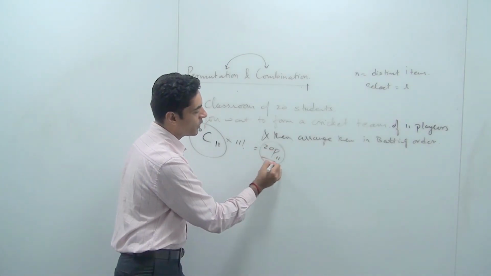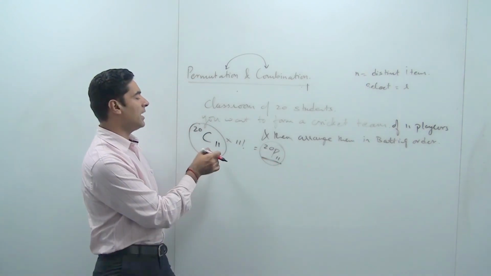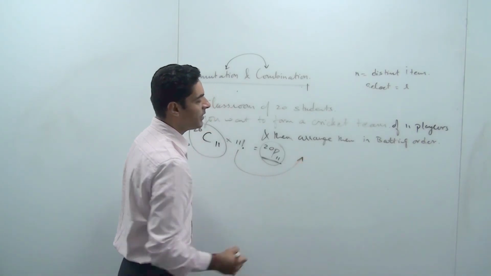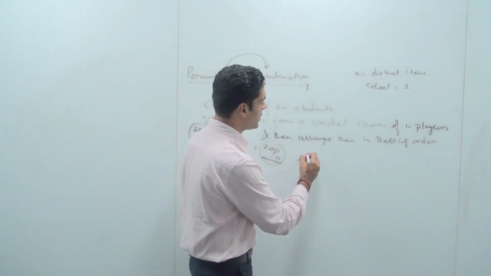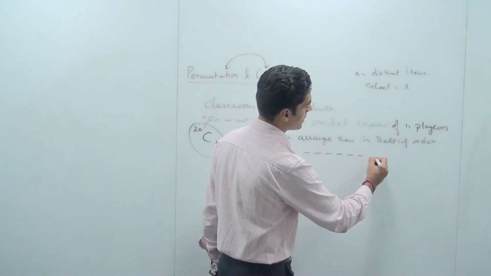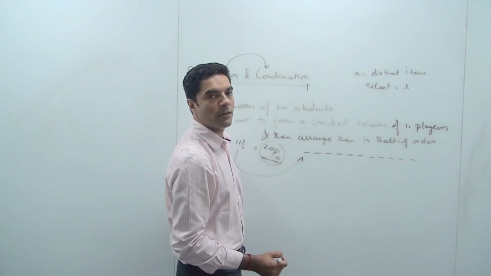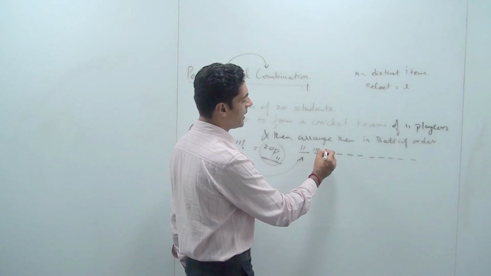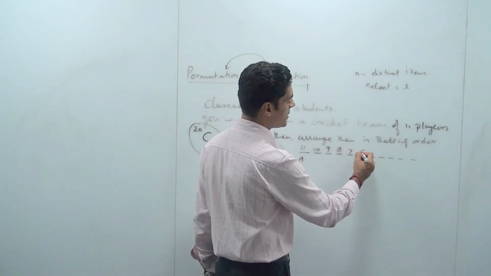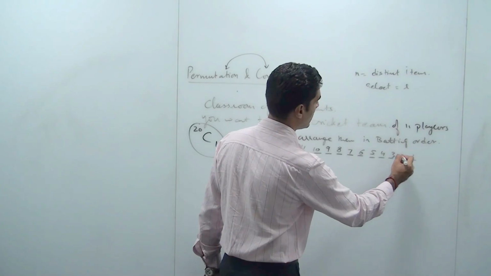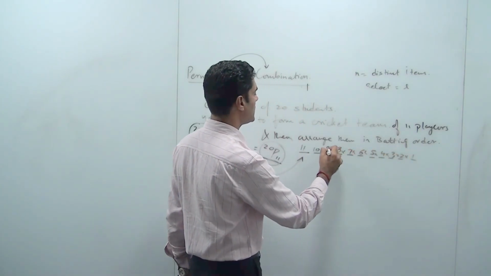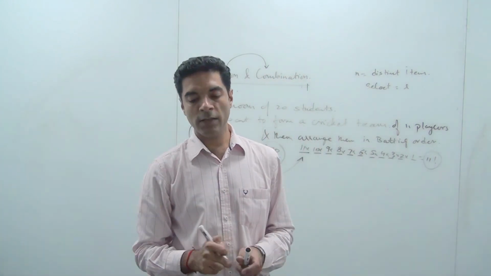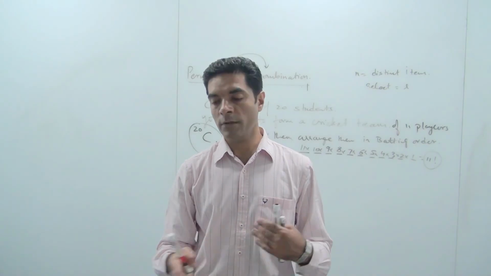So that's what I was saying. You can either apply 20P11 or select 11 out of 20 and then arrange those 11 in 11 factorial ways. How is this arrangement of 11 being done in 11 factorial ways? Because I know that there are 11 positions wherein the players can come for the batting lineup. The first position can be filled by any of these 11 players. The second can be done in 10 ways, then 9 ways, then 8, 7, 6, 5, 4, 3, 2 and 1. So the multiplication of this is nothing but 11 factorial. So this is the arrangement of 11 players selected out of 20 players in a batting lineup.